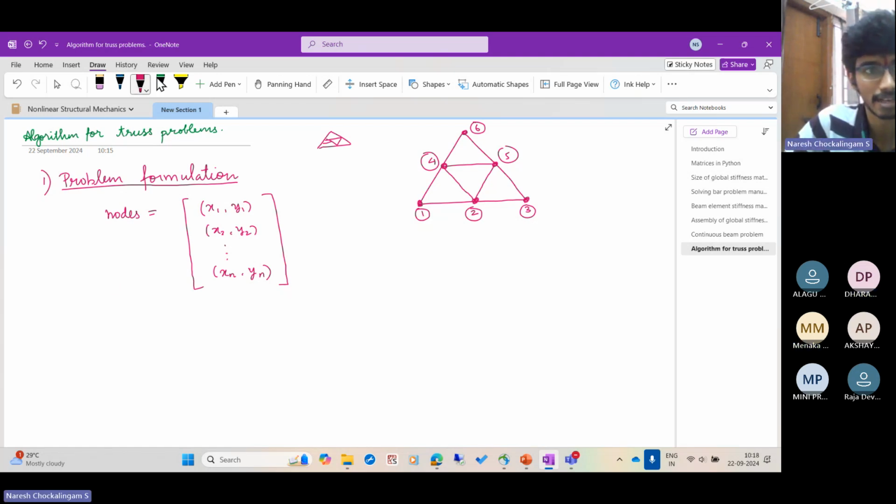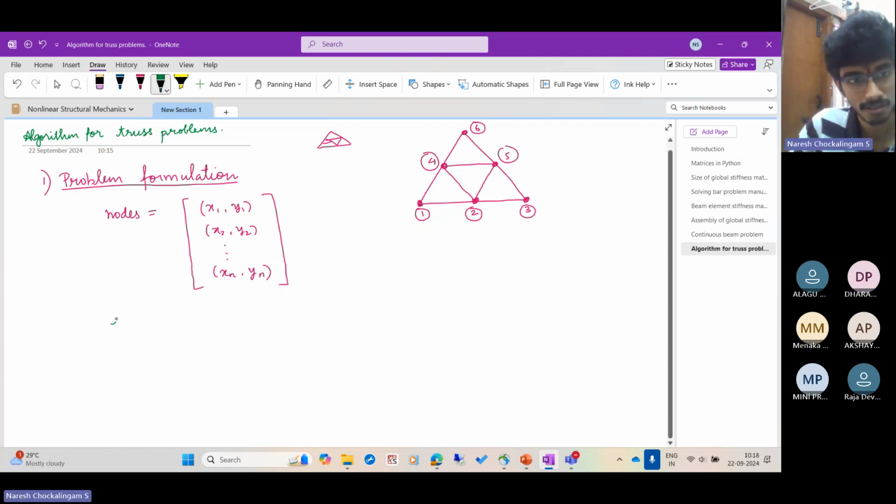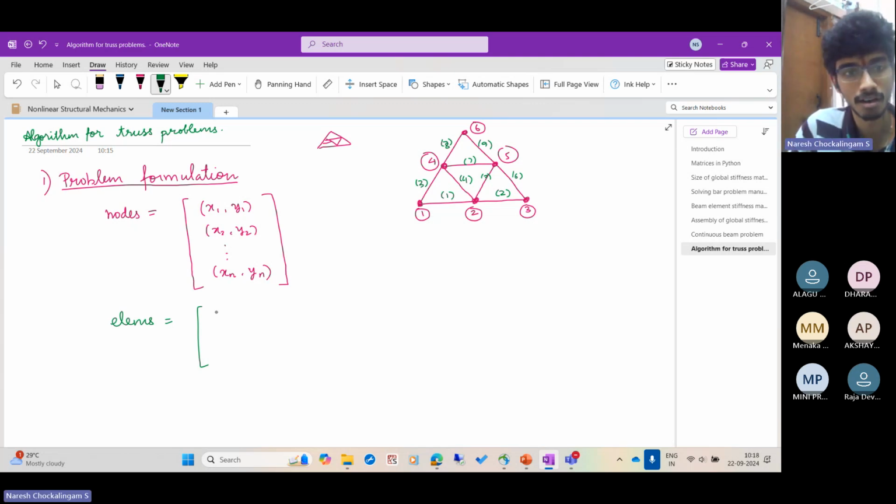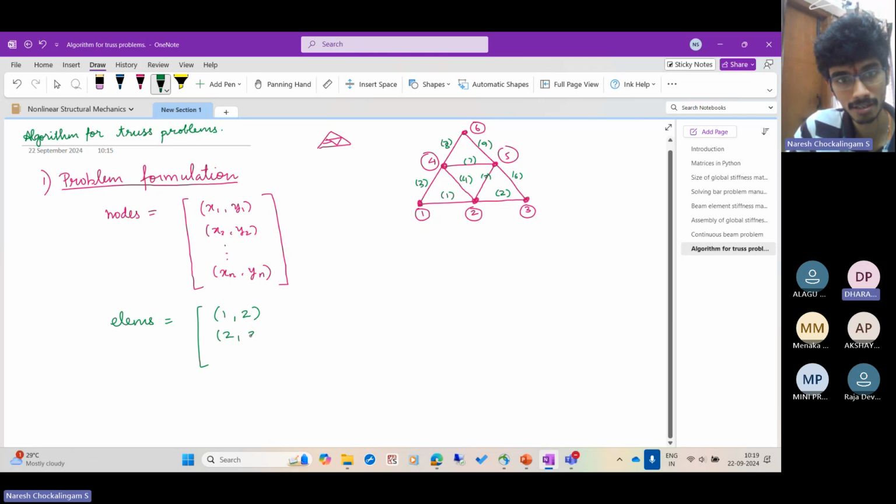Elements, perfect. So next is elements. How do we specify that? What are the elements here? I can number this as element 1, element 2, element 3, 4, 5, 6, 7, 8, 9. Yeah, it's a 9-member truss. So elements, how do I specify the elements? Node numbers 1, 2, then 2, 3. Yeah, you can write it down.